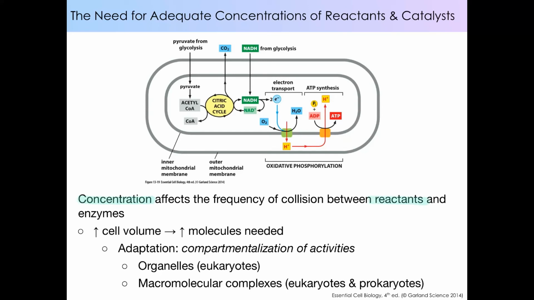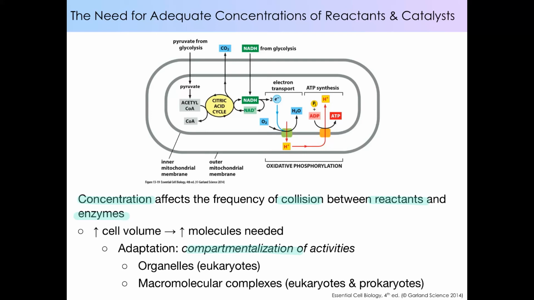Another limitation to cell size is the fact that cells need to maintain an appropriate concentration of reactants and enzymes, and the reason for this is that the rates of reactions depend on collisions between those reactants and those enzymes. Now, a way in which eukaryotes deal with this limitation is by compartmentalizing function. So what I mean by that is that the different organelles are specialized for different functions. So you only need to maintain a high concentration of certain enzymes and molecules within specific regions of the cell.